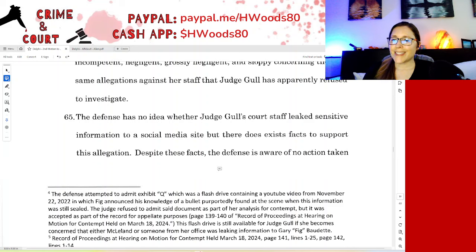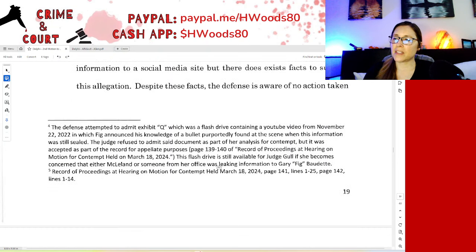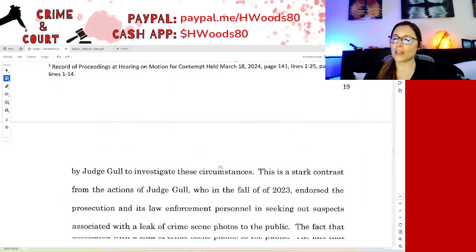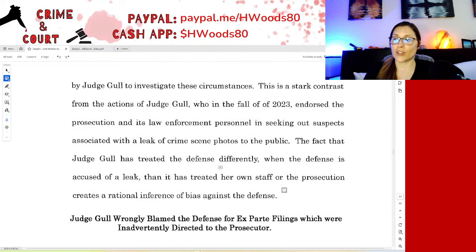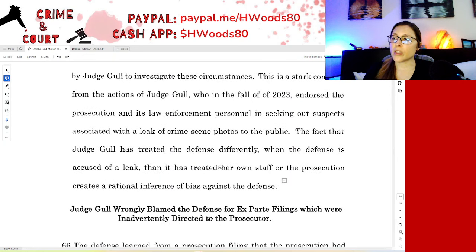All right, number 65. The defense has no idea whether Judge Gull's court staff leaked sensitive information to a social media site, but there do exist facts to support this allegation. Despite these facts, the defense is aware of no action taken by Judge Gull to investigate these circumstances. This is a stark contrast from the actions of Judge Gull, who in the fall of 2023 endorsed the prosecution and its law enforcement personnel in seeking out suspects associated with the leak of crime scene photos to the public.